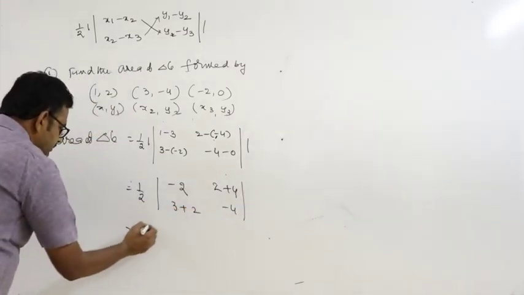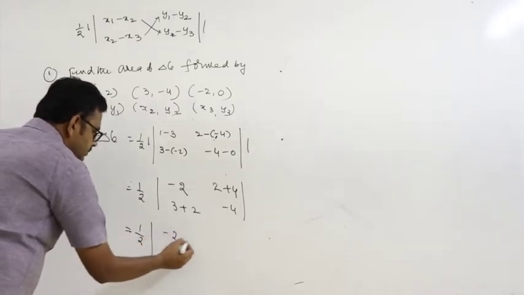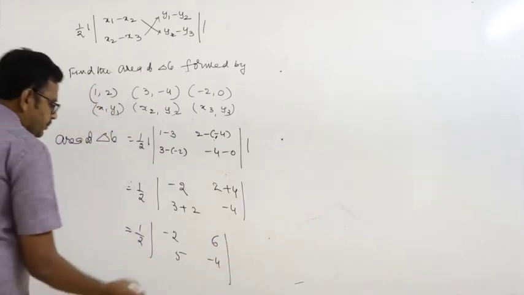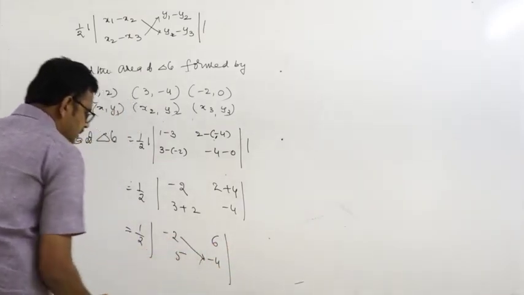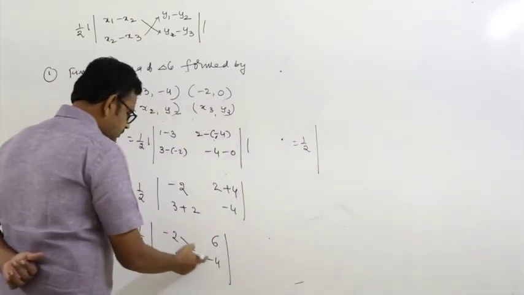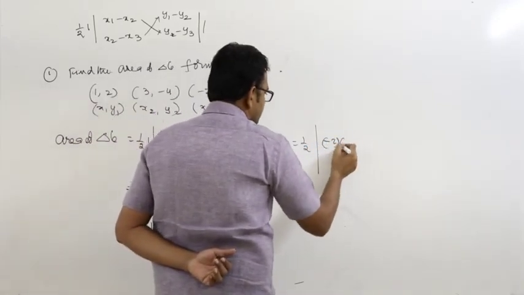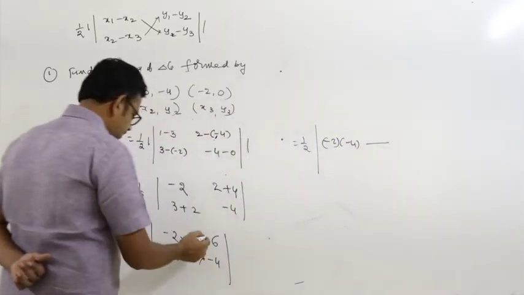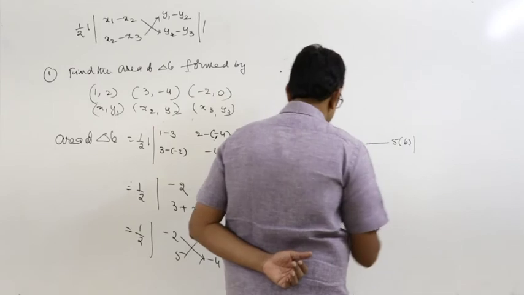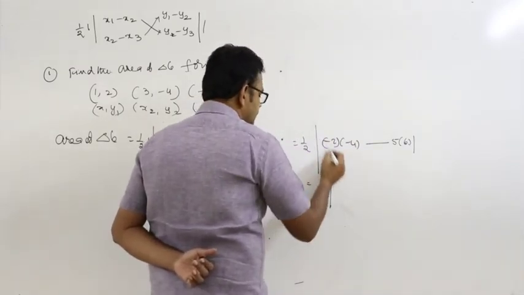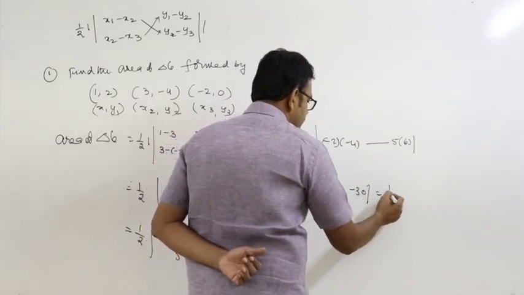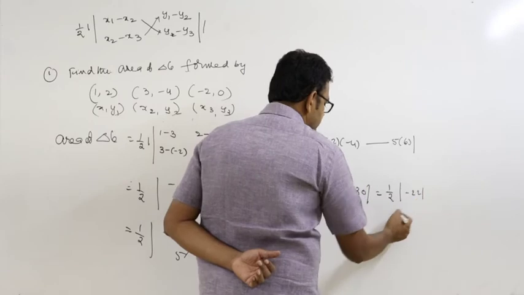That equals half of minus 2, 6 and 5 and minus 4. So product of these two, that equals 1 by 2 of, product of these two is minus 2 into minus 4, which is 8, minus product of these two, 5 into 6 which is 30. So 8 minus 30, that equals 1 by 2 of minus 22, that is minus 11.